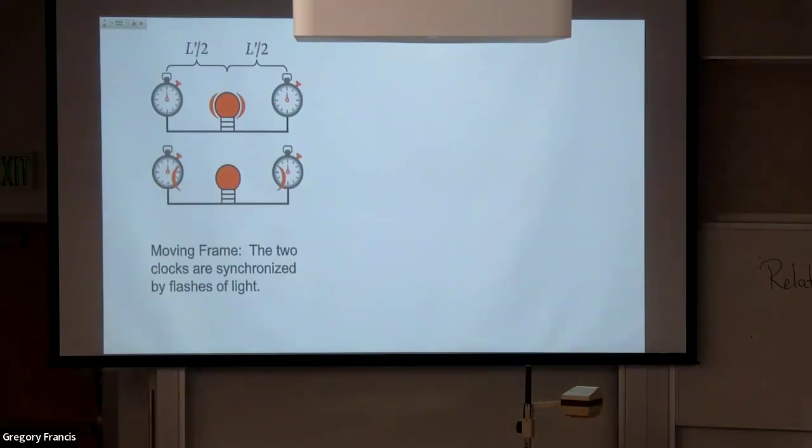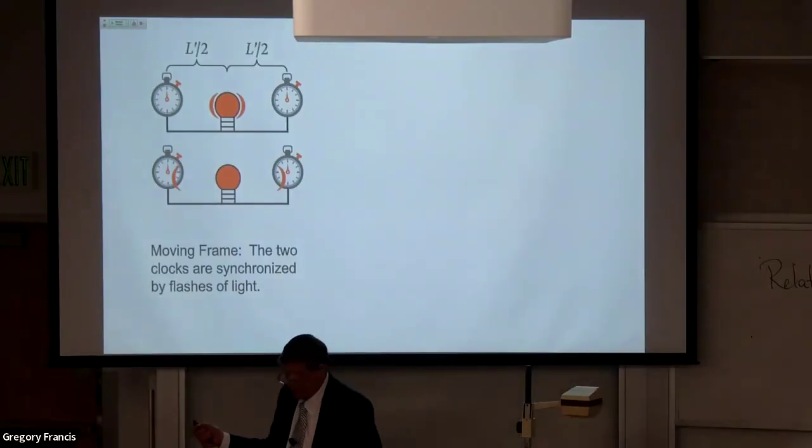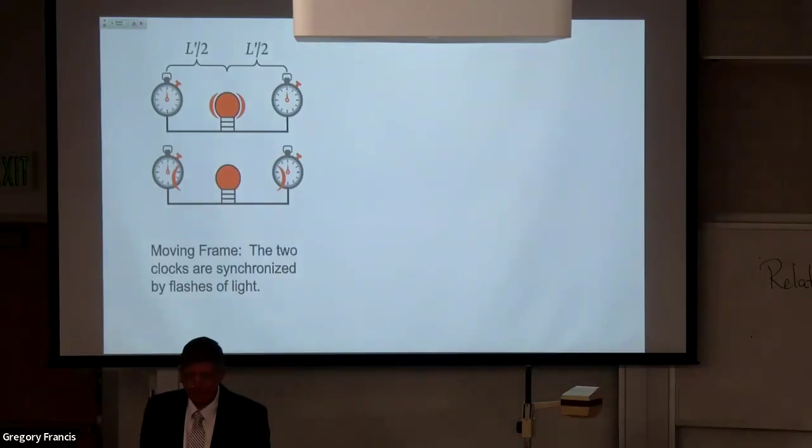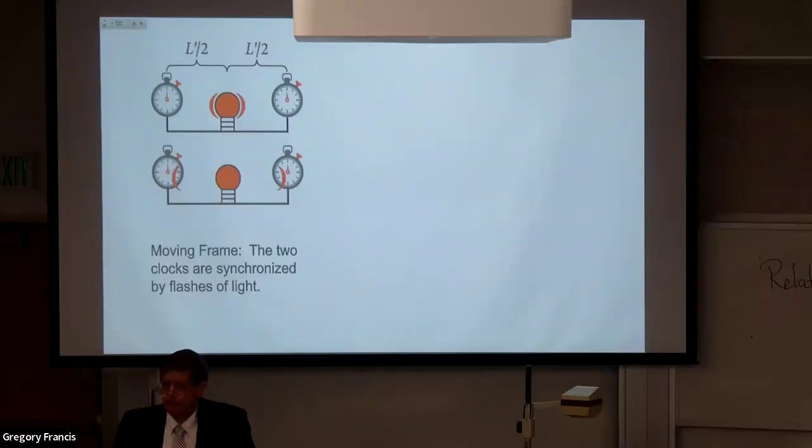This relativity of simultaneity says that if two events are simultaneous, namely happen at the same time in one reference frame, and they're separated by some distance in that frame, then they cannot be simultaneous in another frame that's moving relative to the first frame.